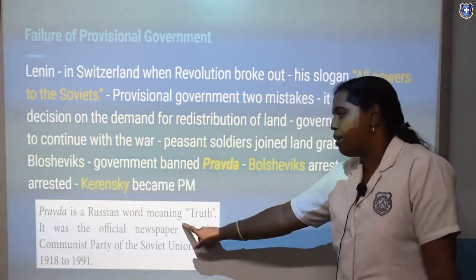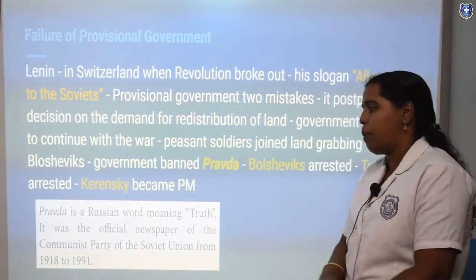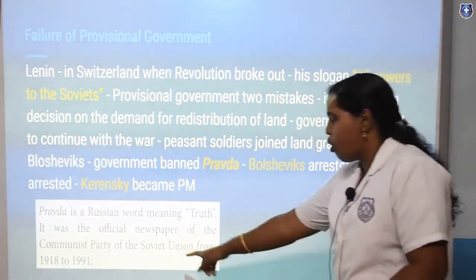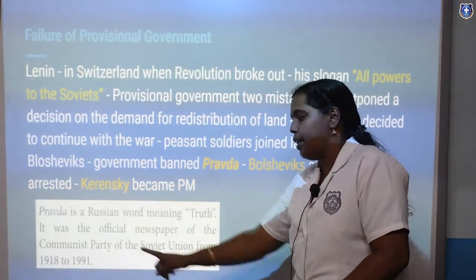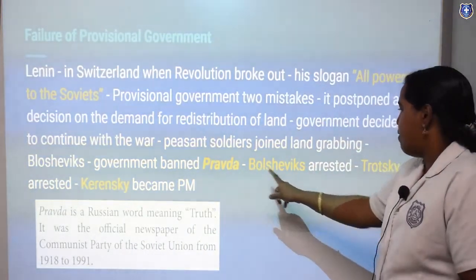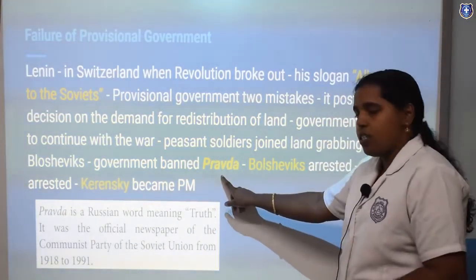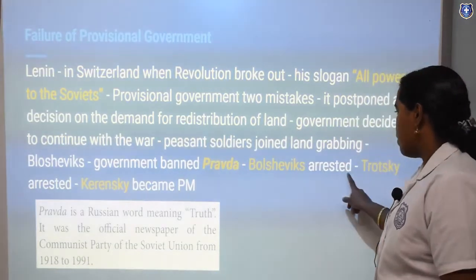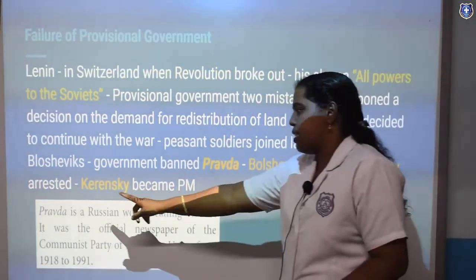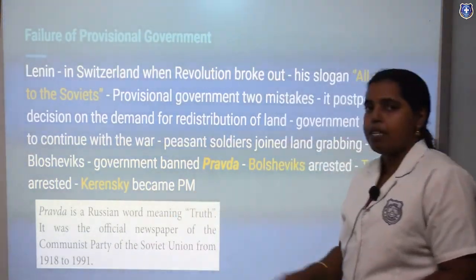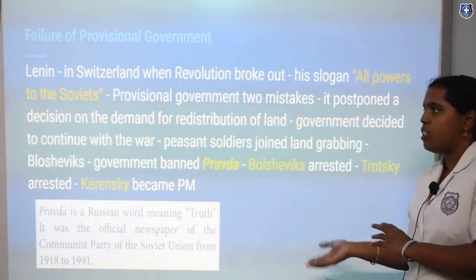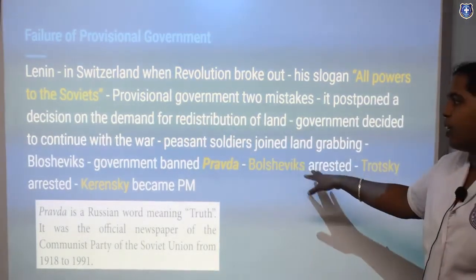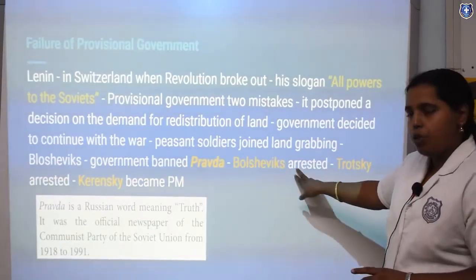And the Provisional government banned Pravda. Pravda is a Russian word meaning truth. It was the official newspaper of the Communist Party of the Soviet Union from 1918 to 1991. So that Pravda, a newspaper, was banned, and Bolsheviks were arrested, Trotsky was arrested, and Kerensky became prime minister. So there were small changes in such a situation under the many revolutionaries.